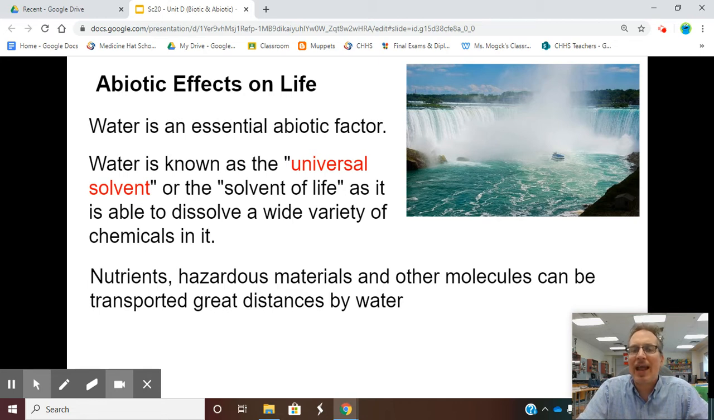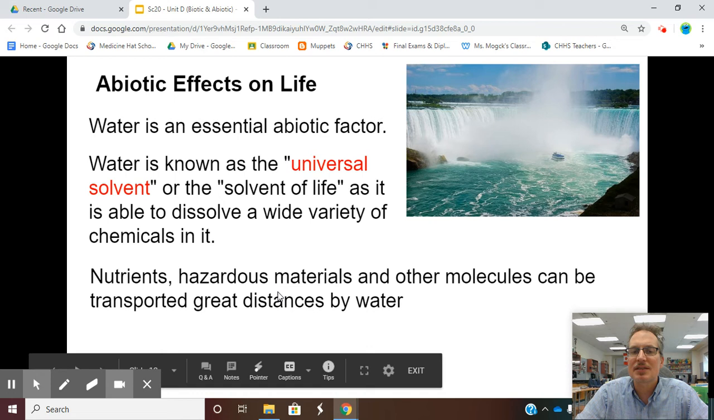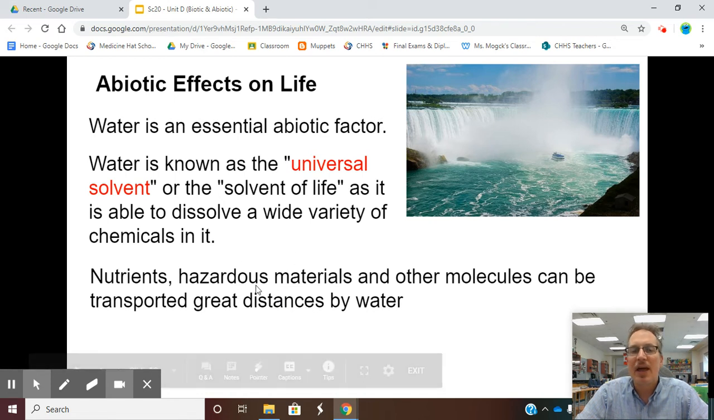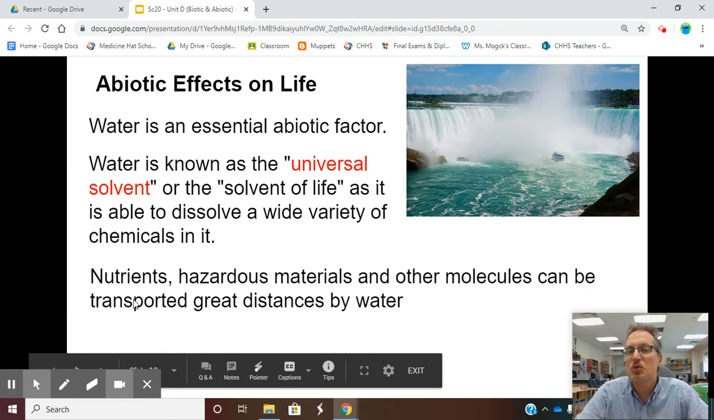Well, when we start looking at abiotic factors on life, one of the ones we tend to concentrate a lot on is water, because water is needed for a lot of biotic and also abiotic organisms. So we already know water is the universal solvent, or the solvent of life as we call it, because it is able to dissolve such a wide variety of chemicals. Things like nutrients or hazardous materials and other molecules can be transported great distances by water. Now we'll notice some of these are good, like nutrients, some of these are bad, like hazardous material. And even nutrients can be bad if we have too many.